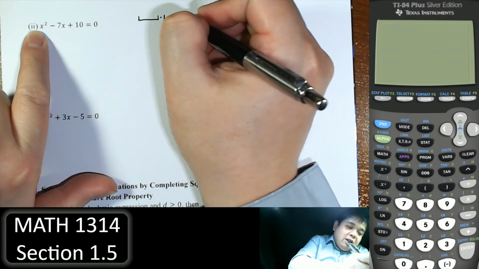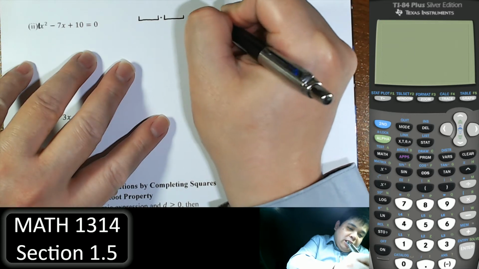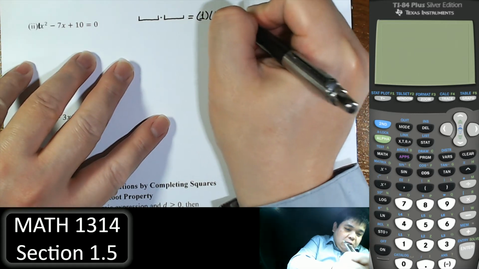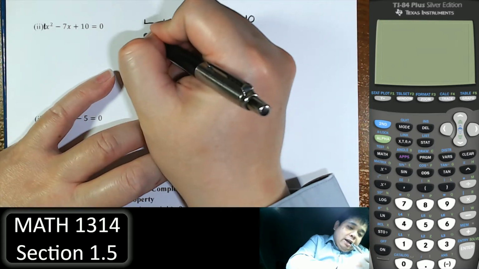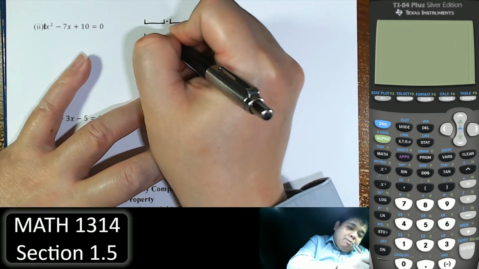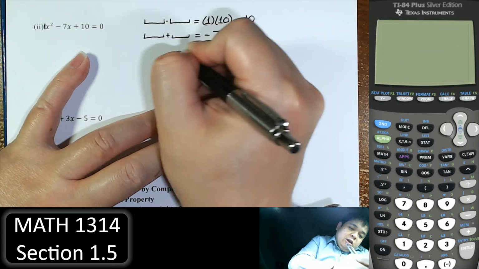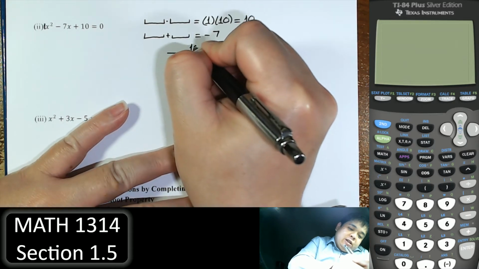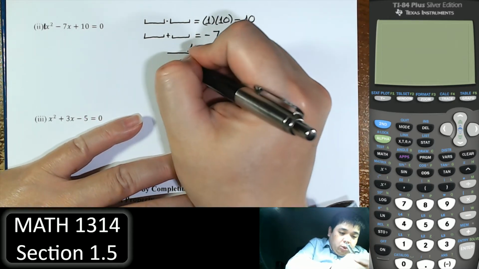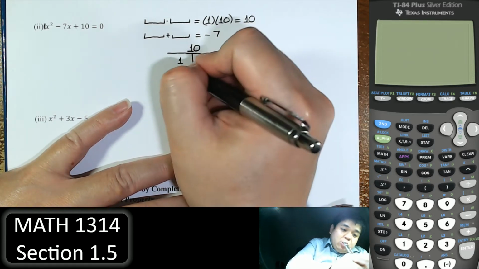Go to the first, which is 1, times the last, which is 10. So the product is going to be 10. First times the last, and they add up to be equal to the middle number, negative 7. So now we list all the possibilities to get to 10. We might have 1 times 10. They don't add up to negative 7, so keep going.